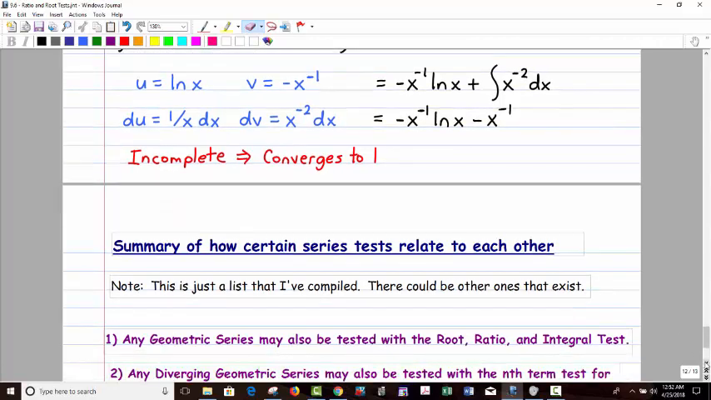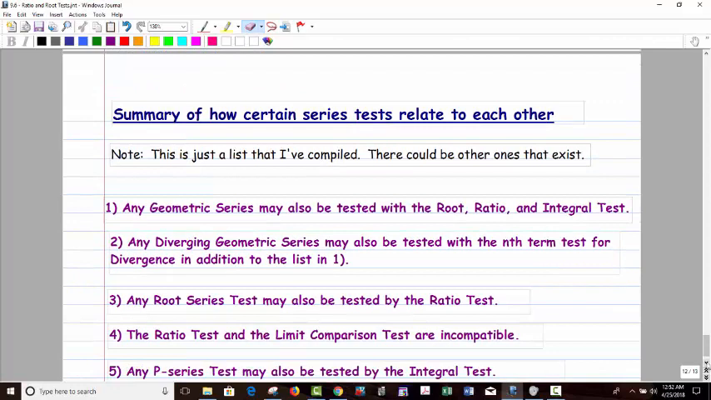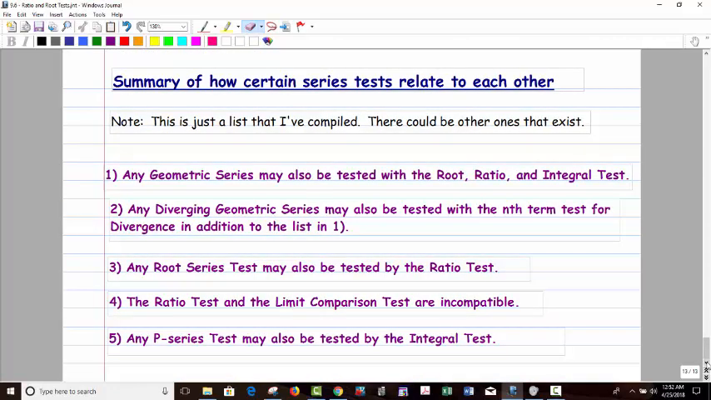And here's the list we were just talking about, how they relate to each other. All right, so that concludes the ratio and root test.